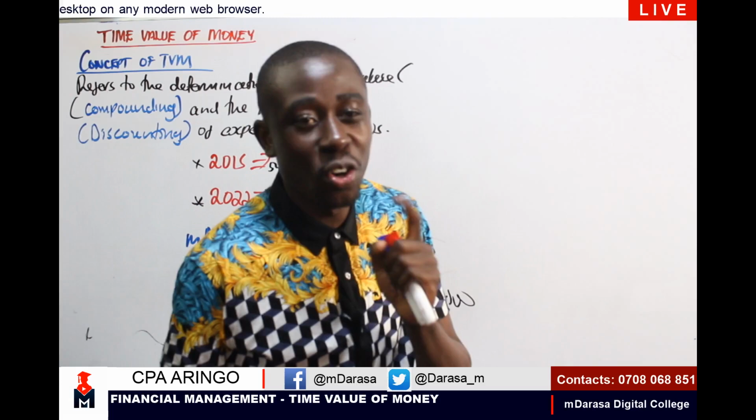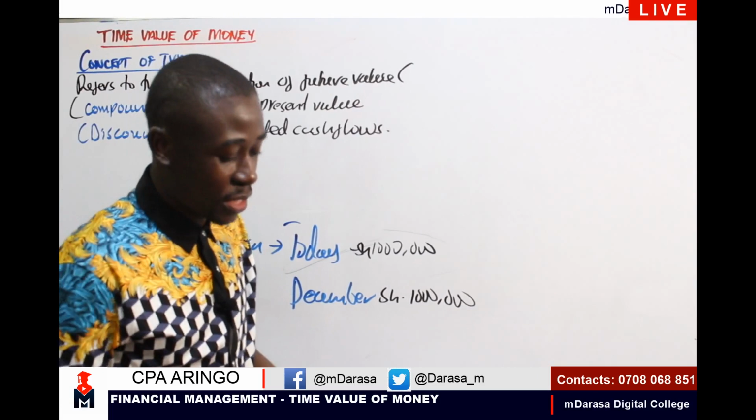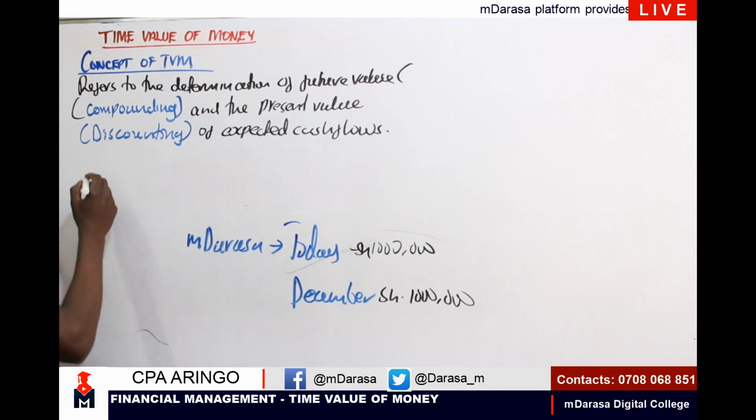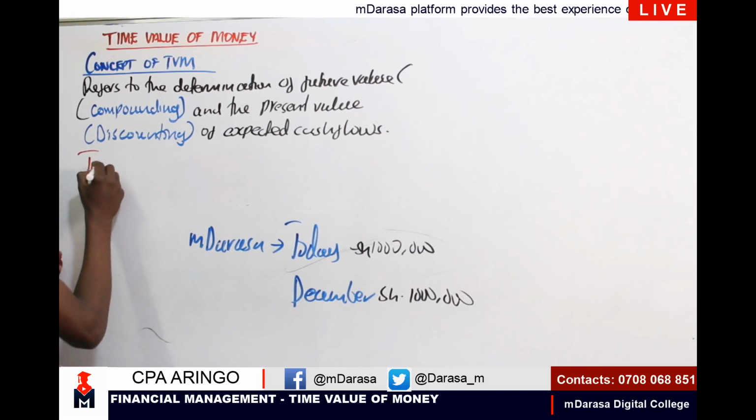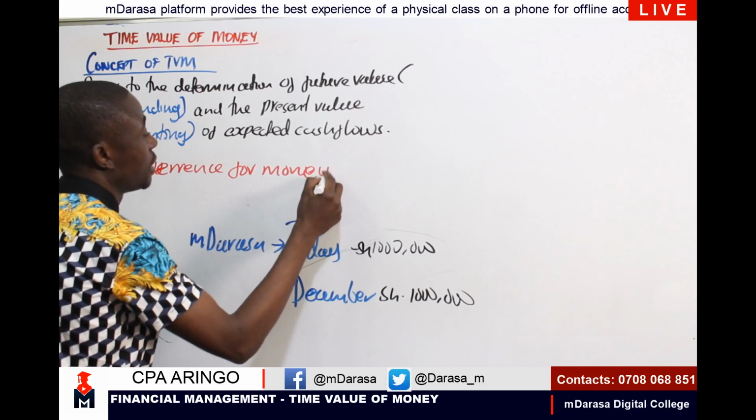Now, in finance, what are we terming the concept that we've just looked at here? Many a time, students will confuse it with time value. But in finance, there's this concept that we normally refer to as what? Time preference for money. That is, of course, time preference for money.